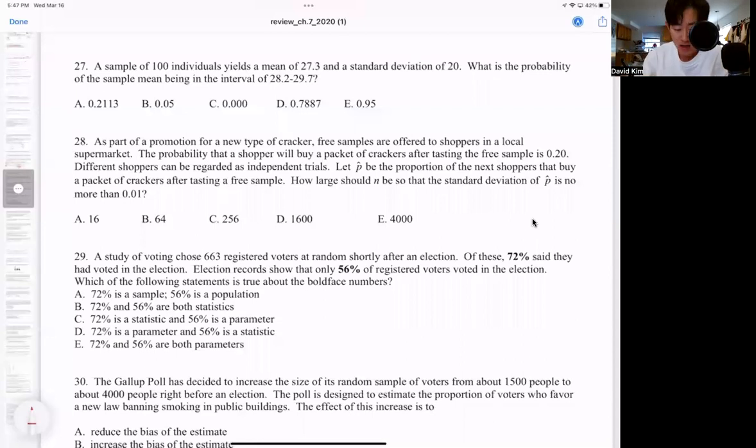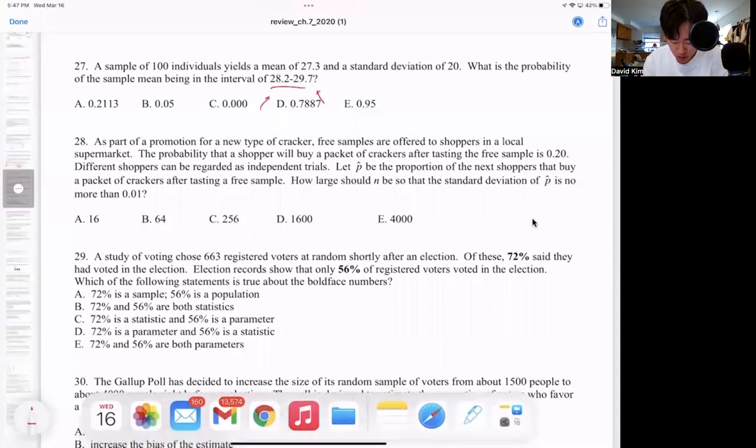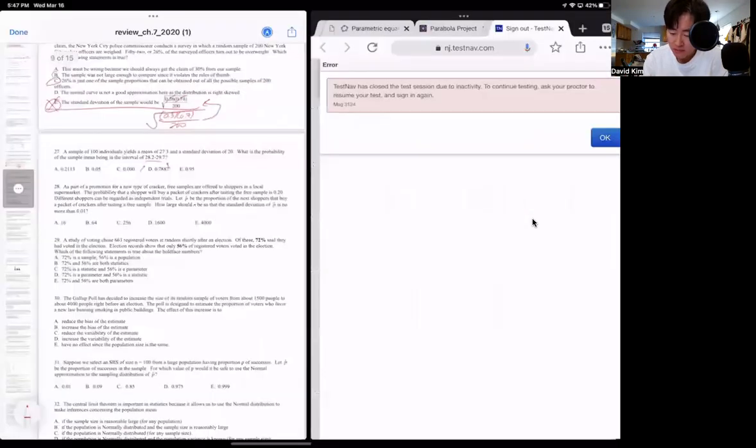Number 27: we have a sample of 100 individuals that yields a mean of 27.2 and a standard deviation of 20. What is the probability of the sample mean being in the interval between these two? It's a lovely thing that they actually provided me with the lower and the upper boundary for this. So what you're going to do is just take out your calculator here.